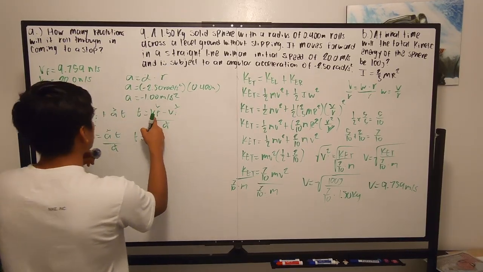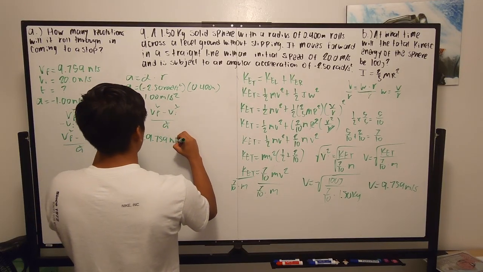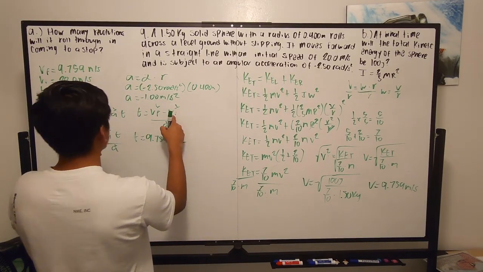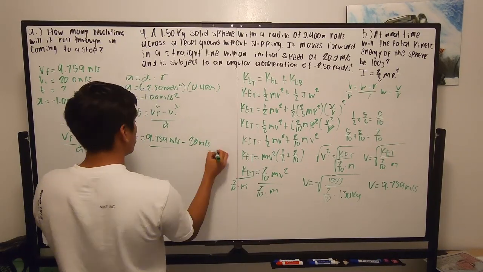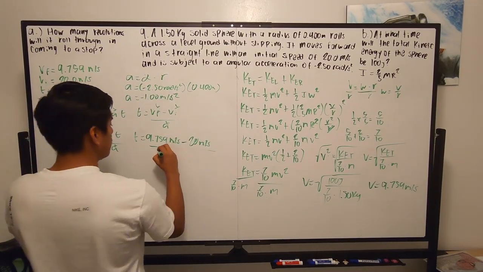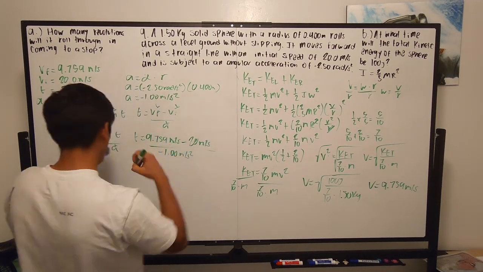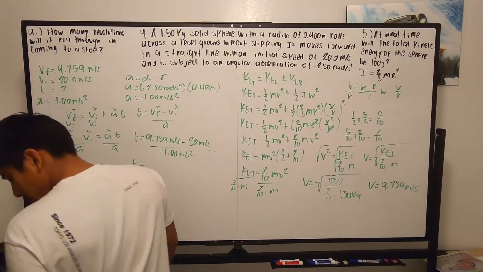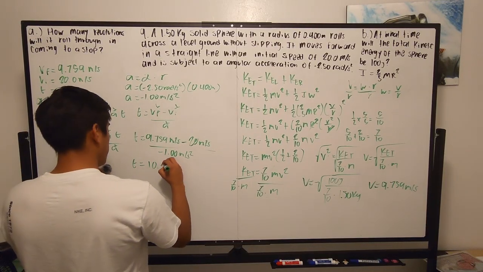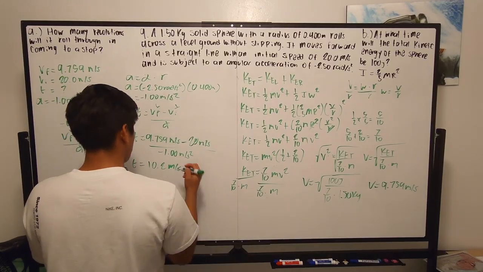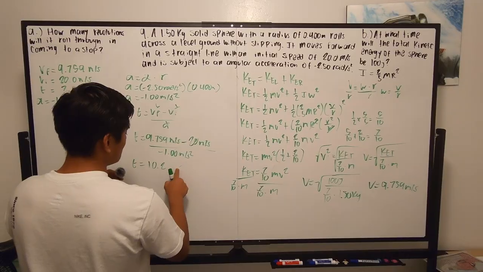Plugging in my values for velocity final, I have this 9.759 meters per second minus this velocity initial, which is 20 meters per second, all over my acceleration, which is this negative 1 meters per second squared. Rounding, I get that my time is equal to 10.2 seconds.